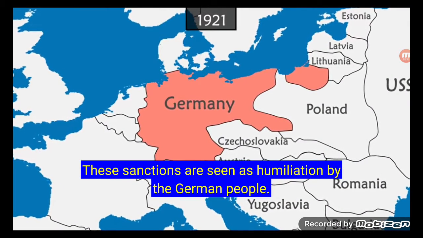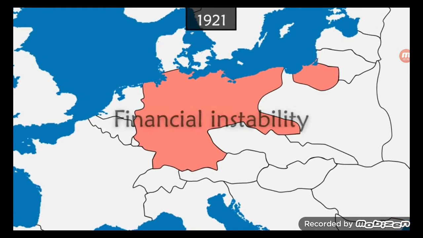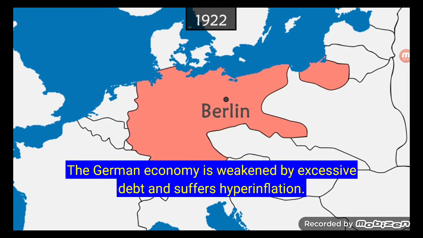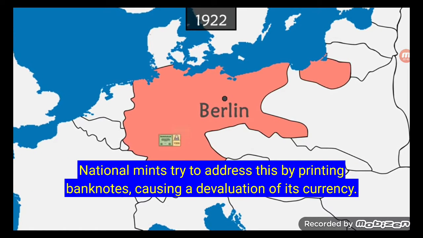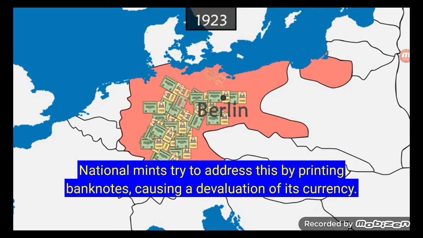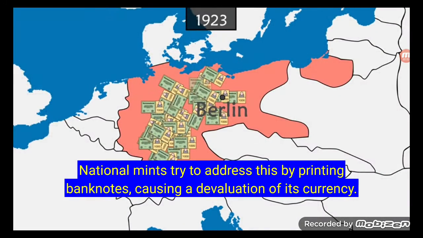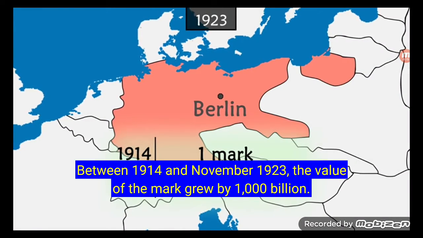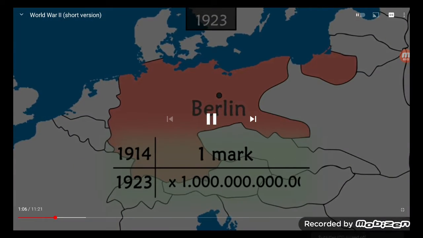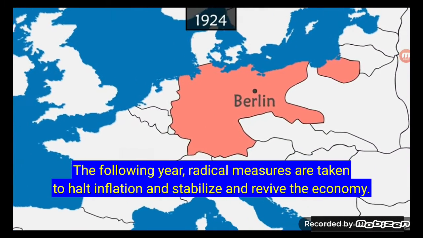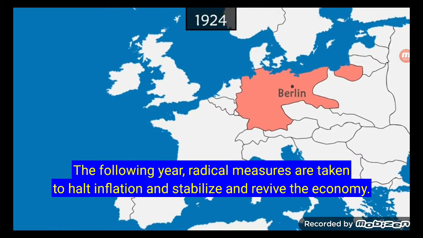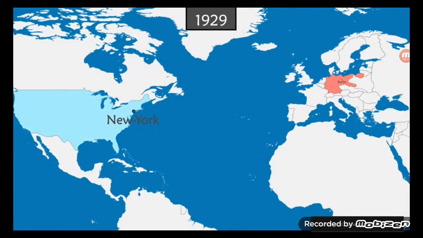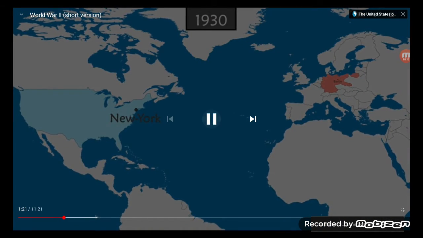These sanctions are seen as humiliation by the German people. The German economy is weakened by excessive debt and suffers hyperinflation. National mints try to address this by printing banknotes, causing a devaluation of its currency. Between 1914 and November 1923, the value of the mark grew by 1,000 billion. The following year, radical measures are taken to halt inflation and stabilize and revive the economy. But in 1929, the Wall Street crash in New York causes the worst economic crisis of the 20th century.